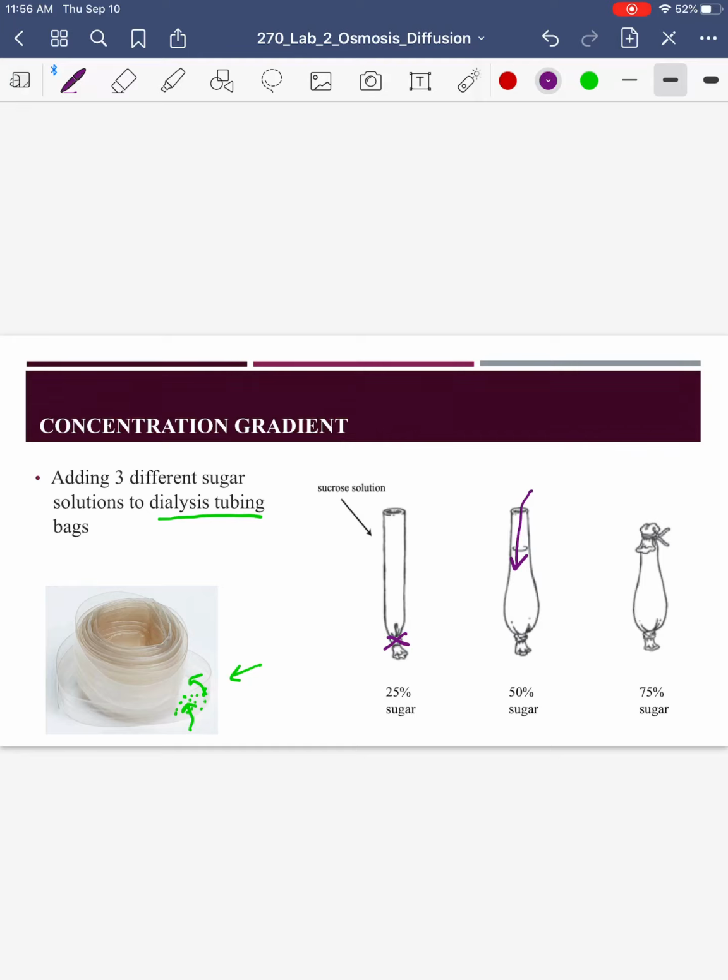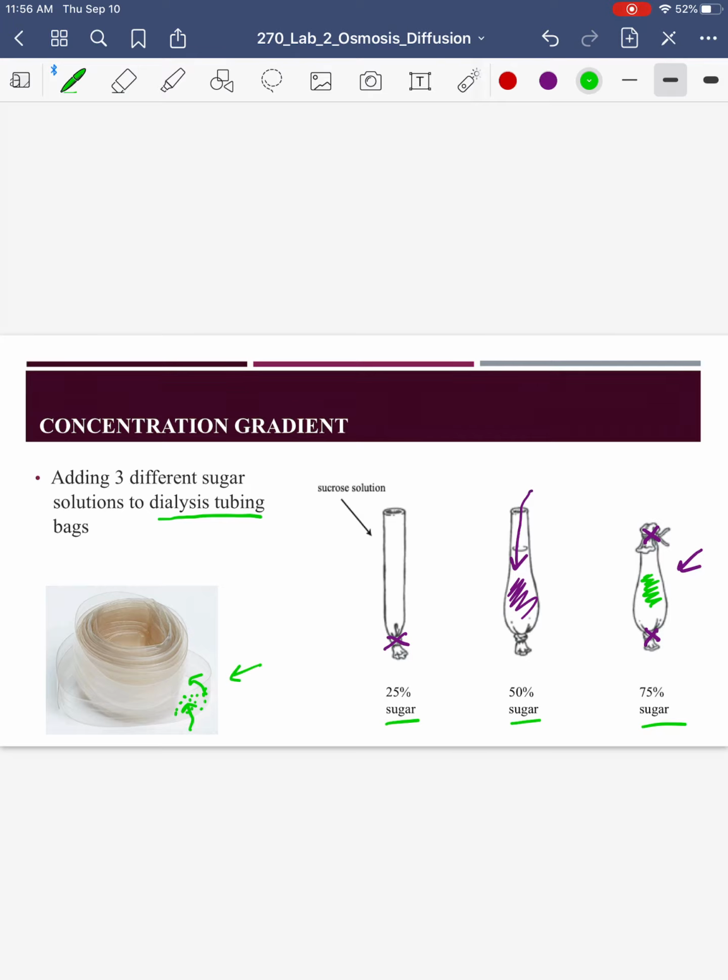Sucrose is sugar. And then after you fill it with a certain amount of a sugar solution, you tie the other end. So what you would be left with are 3 bags that look like this. They're dialysis tubing bags. They are tied at either end, and inside is a little bit of sugar solution. But because we're looking at concentration gradient, we have 3 different concentrations of sugar.